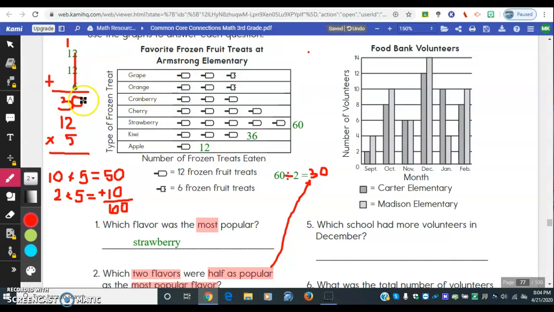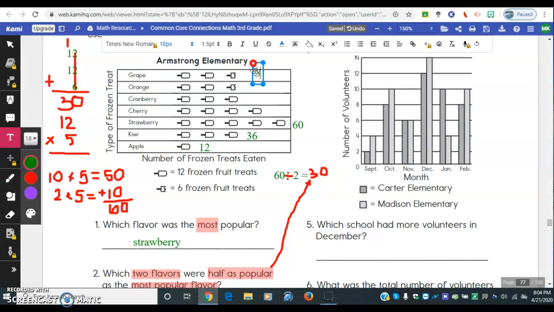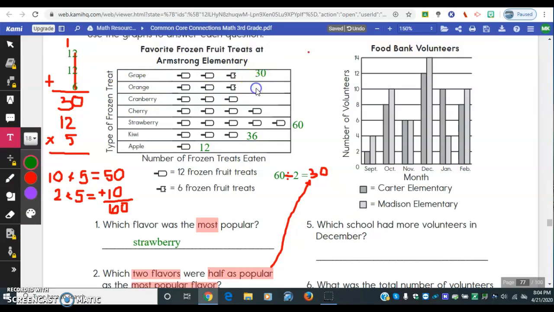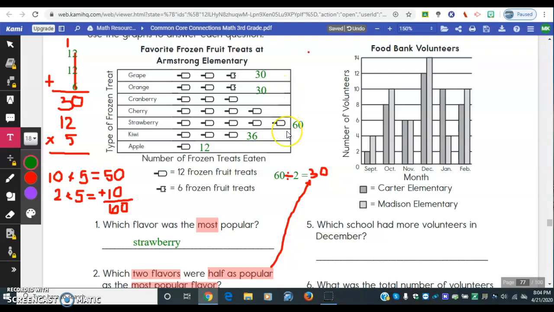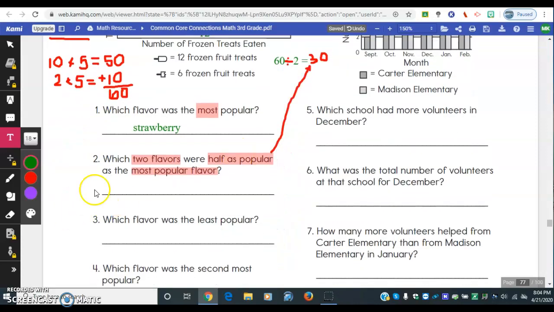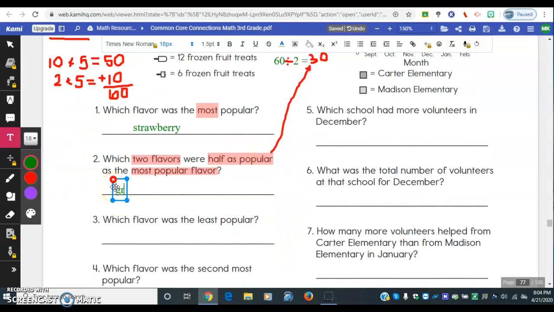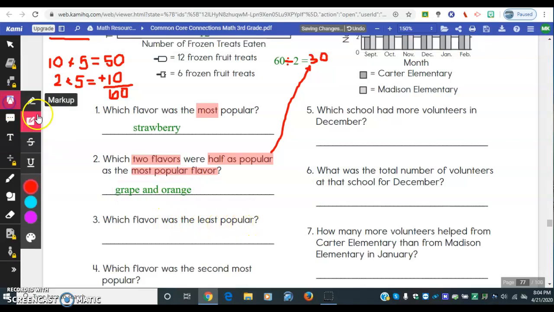Orange and grape are both at 30. And 30 is half of 60. So the 2 flavors that were half as popular as the most popular flavor, strawberry, were grape and orange. So we're going to write that. Grape and orange. Number 3, which flavor was the least popular?